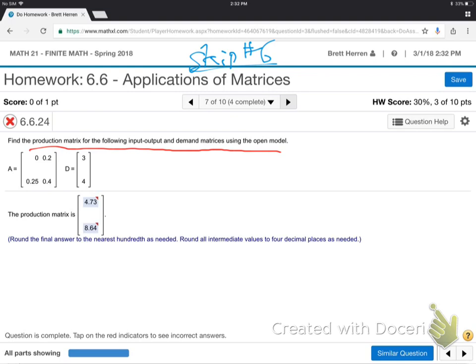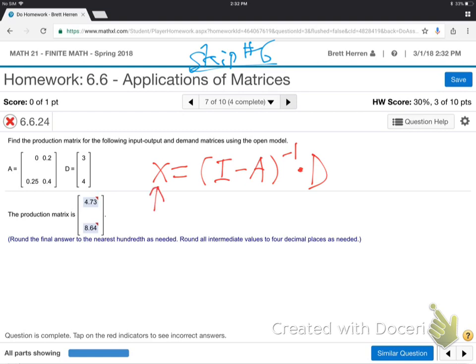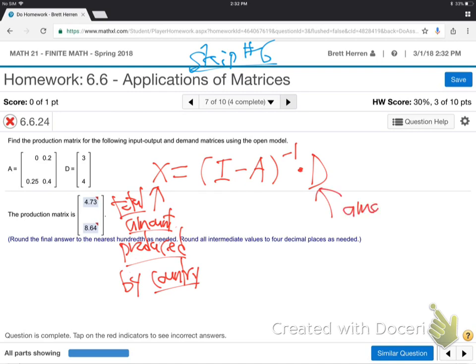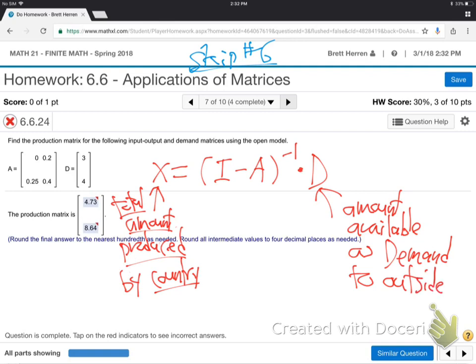Let me just give you the formula so you can get through your homework. We'll crank through. This is the formula you're going to use every time in these questions. There it is. Now, what is this? X is the amount produced, the total amount produced by the country. D is the amount available as demand. The D stands for demand. As demand to the outside, the consumers.